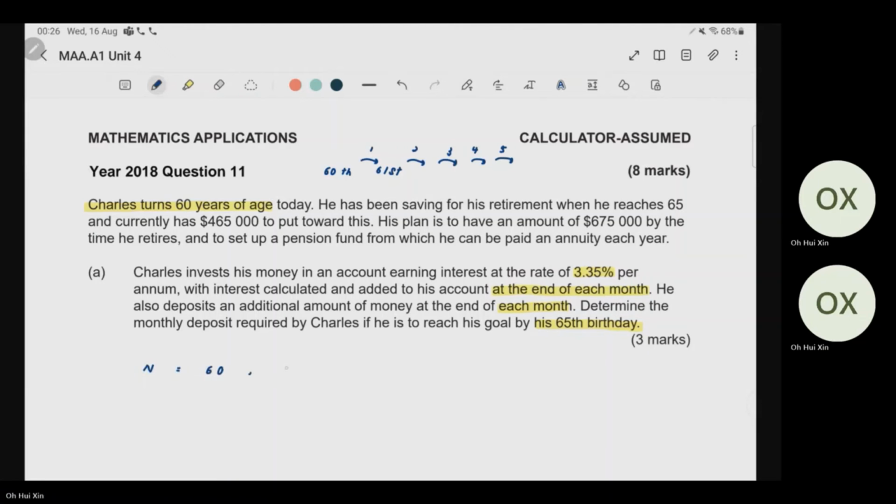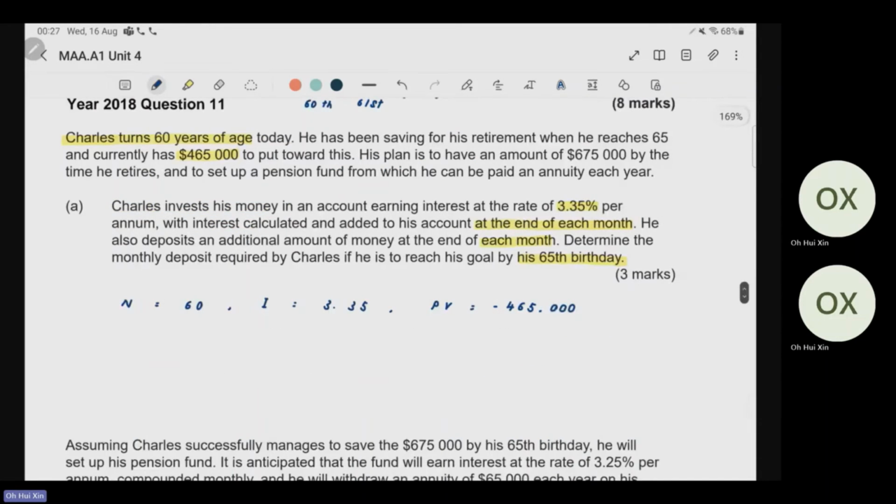I is given by the question, 3.35. Your PV, you start off this investment account with the value that he currently has, which is 465,000. You save this amount of money, so that's why it's negative, and you are finding the PMT. Our FV here is the goal that he wants to reach, which is 675,000. Just now when we went through the question, we agreed that the PPY is 12 because the regular deposit is made monthly. Your interest is also compounded monthly, so both are 12.